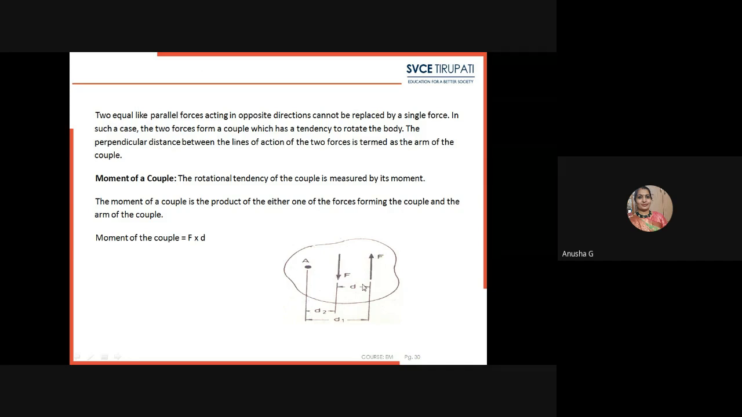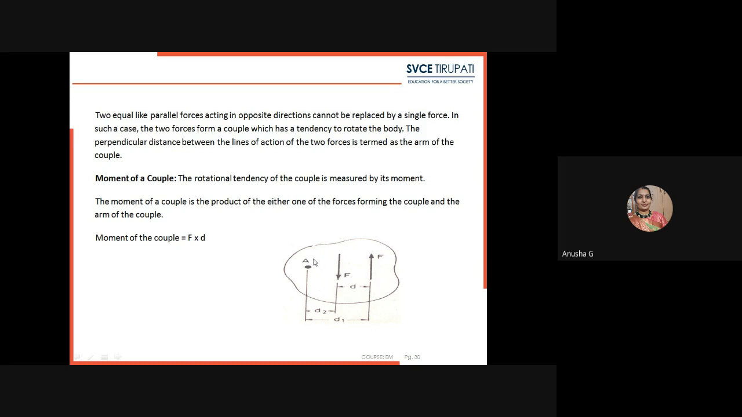Consider the rotational tendency. Suppose there is a straight line with an arrow pointing upward, and we want to rotate it in the downward direction. The rotational tendency of the couple is measured by the moment. Moment is nothing but the force multiplied by the perpendicular distance, whether the force is in the upward or downward direction. Force into perpendicular distance: F into D2 plus F into D.